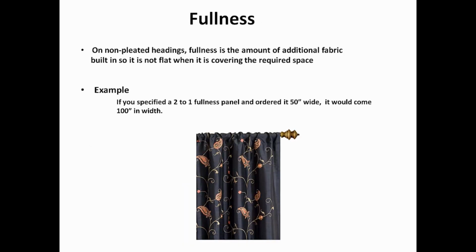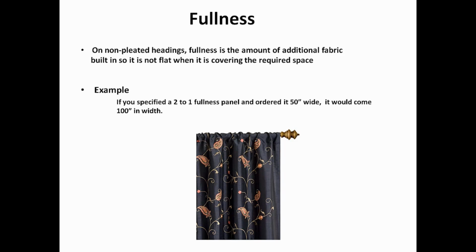In addition to pleated drapery fullness, with rod pocket header types for draperies, talking about fullness is somewhat the same. On non-pleated headings, if you will, rod pockets, etc., the fullness is the amount of additional fabric built in so it's not flat when it's covering the required space. Think about those homes in new neighborhoods where sometimes you just see a sheet on the window, there's no fullness in the drapery. Well, that would be a 1-to-1 fullness, just flat on the window. So what we're asking you here again is to give us the rod size, or the amount of space that you want to cover, and then just tell us the fullness percent you want to use.